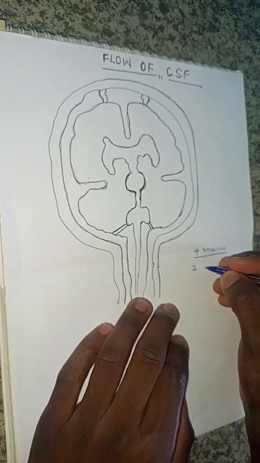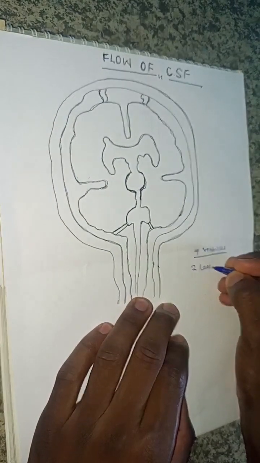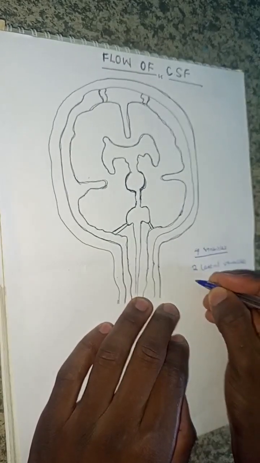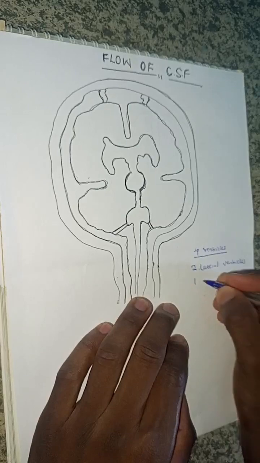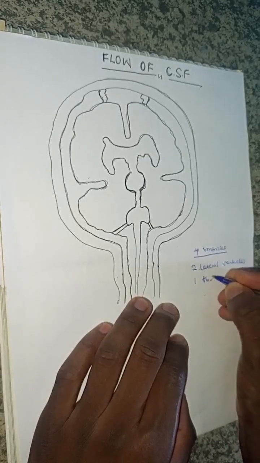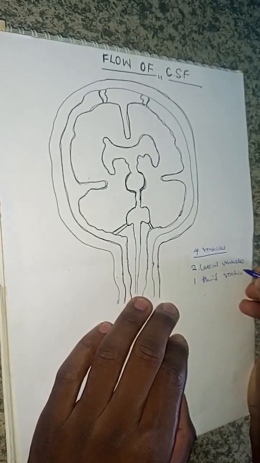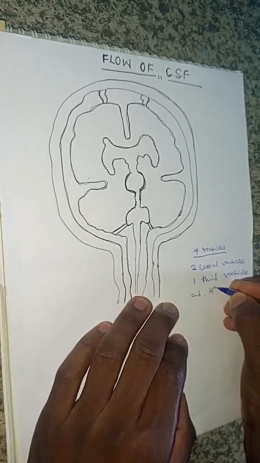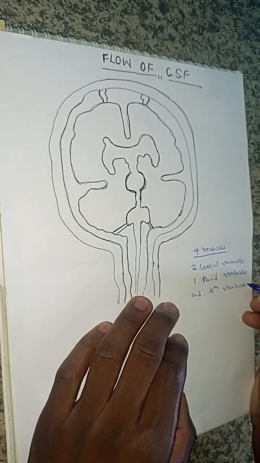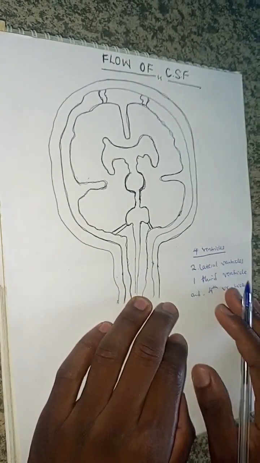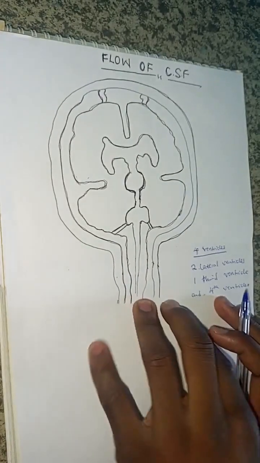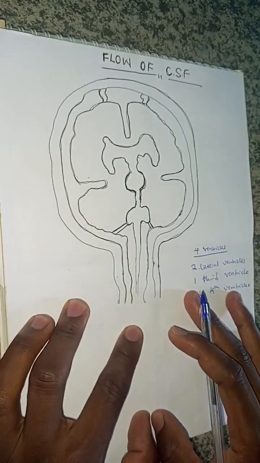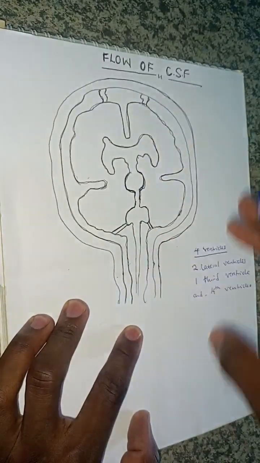So we have two lateral ventricles, the third ventricle, and the fourth ventricle. These ventricles are filled with a very delicate fluid, which is the cerebrospinal fluid.